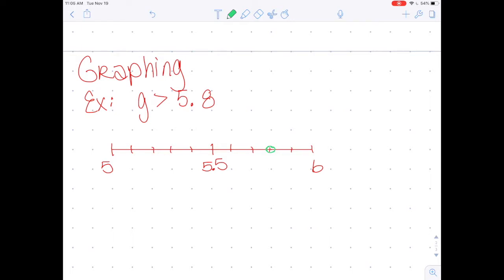Okay, since this is just greater than and not greater than or equal to, it's going to stay an open circle. You have to make an open circle on 5.8. Cannot be colored in. Then I need everything greater than, because g is greater than 5.8. So we need everything this way. I'm going to draw a line this way and put an arrow, because everything above 5.8 is going to solve that equation. And that is it. Okay, let's look at another example.